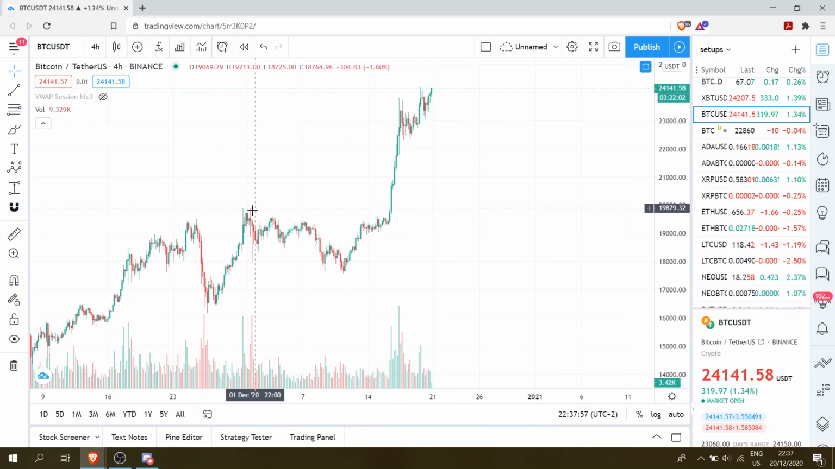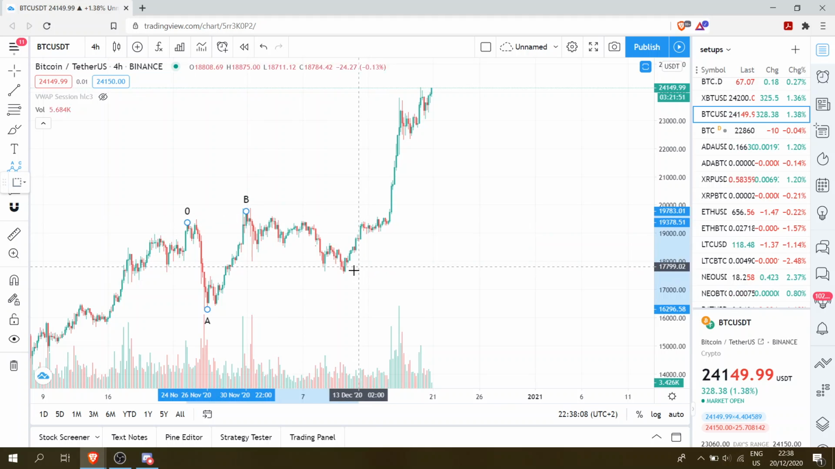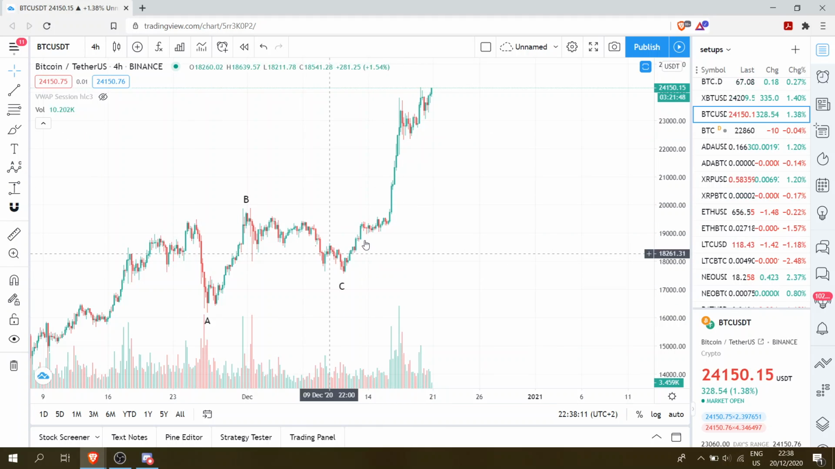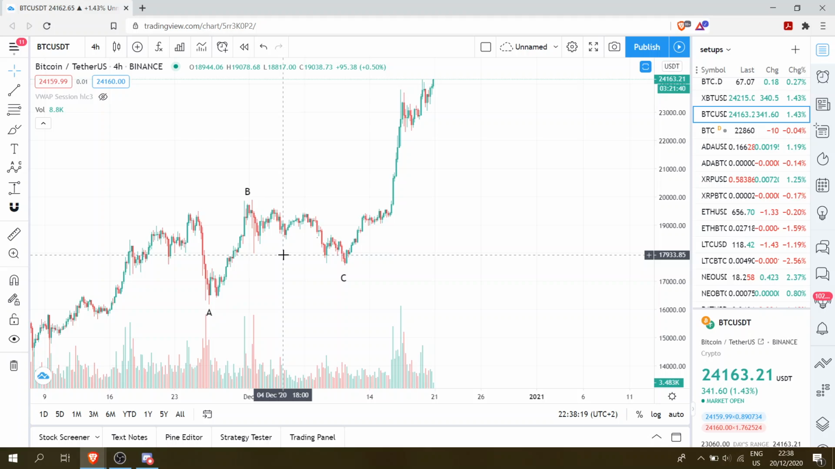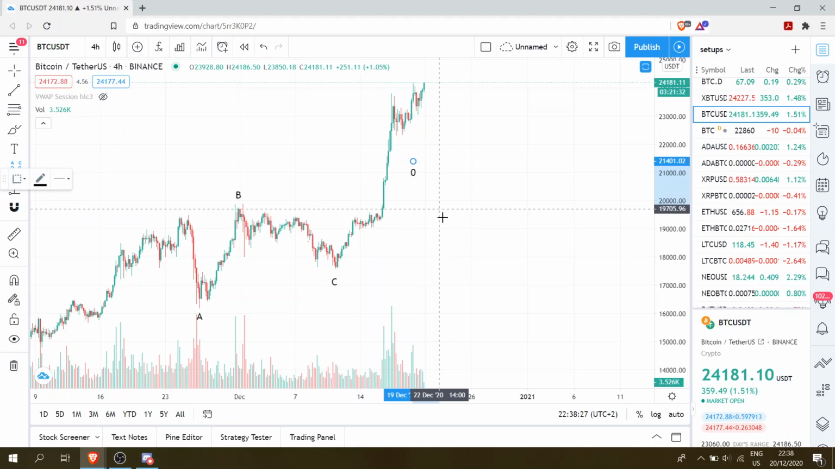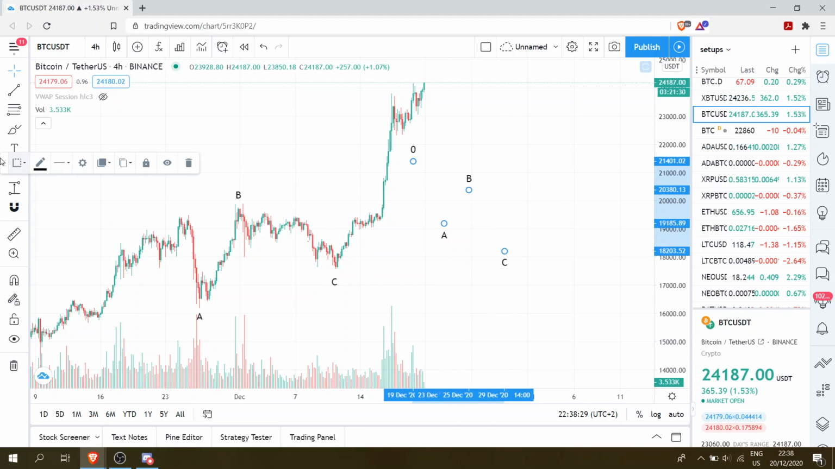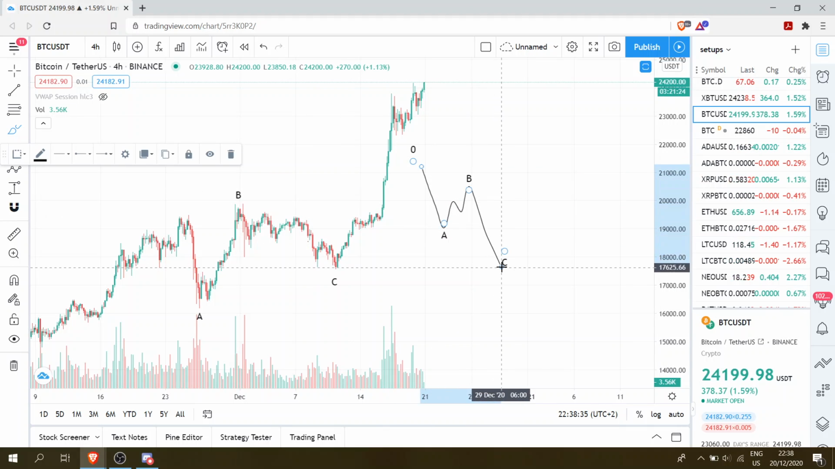So let's get started with this consolidation pattern right here, which I see as a very nice running flat. What I'm doing right now is an Elliott wave count. Let me show you why I see this as a running flat. This is a corrective move, but I know you are familiar with an ABC that looks something like this. This is how you are familiar with the A, B, and the C.